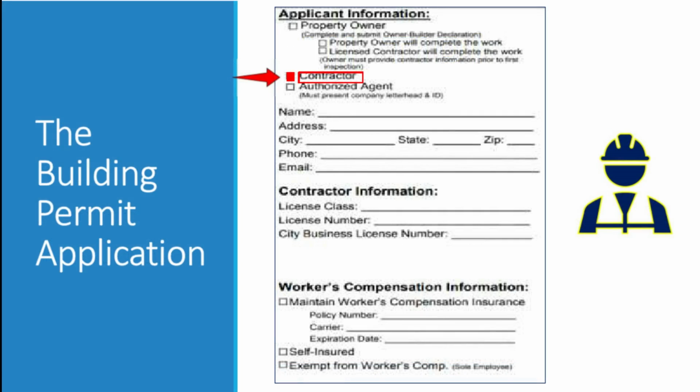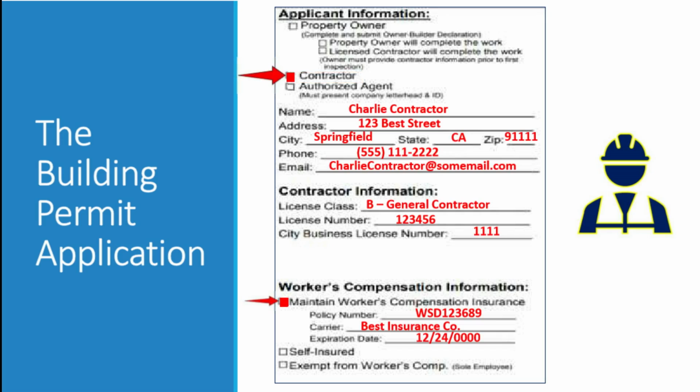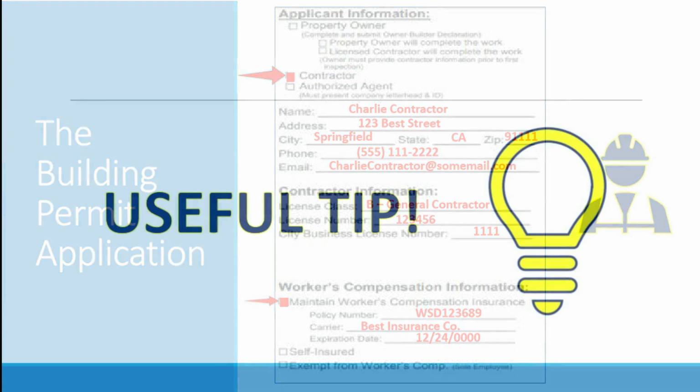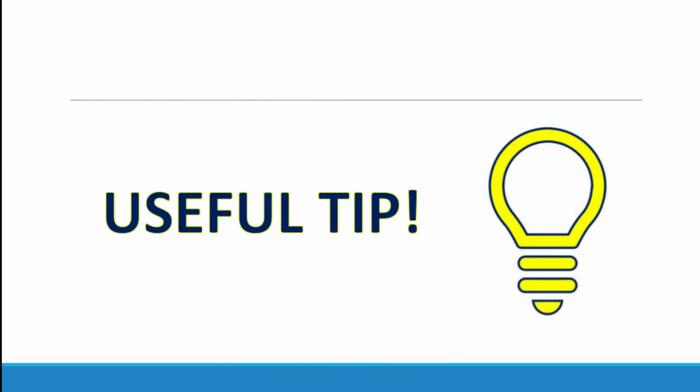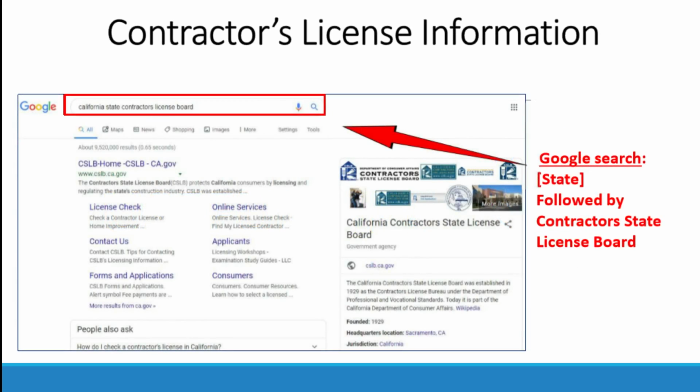Now, if the contractor that you are hiring is the applicant submitting the building permit application, then this area will be checked off. Here's a useful tip. To access your state contractor's licensing board, using a search engine, type the state that you are in, followed by Contractor's State License Board.